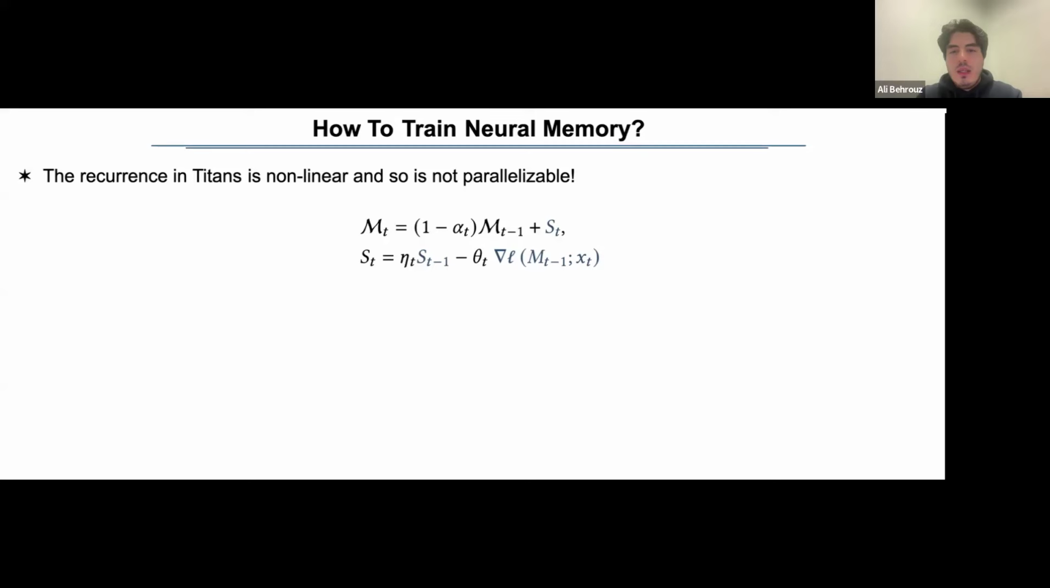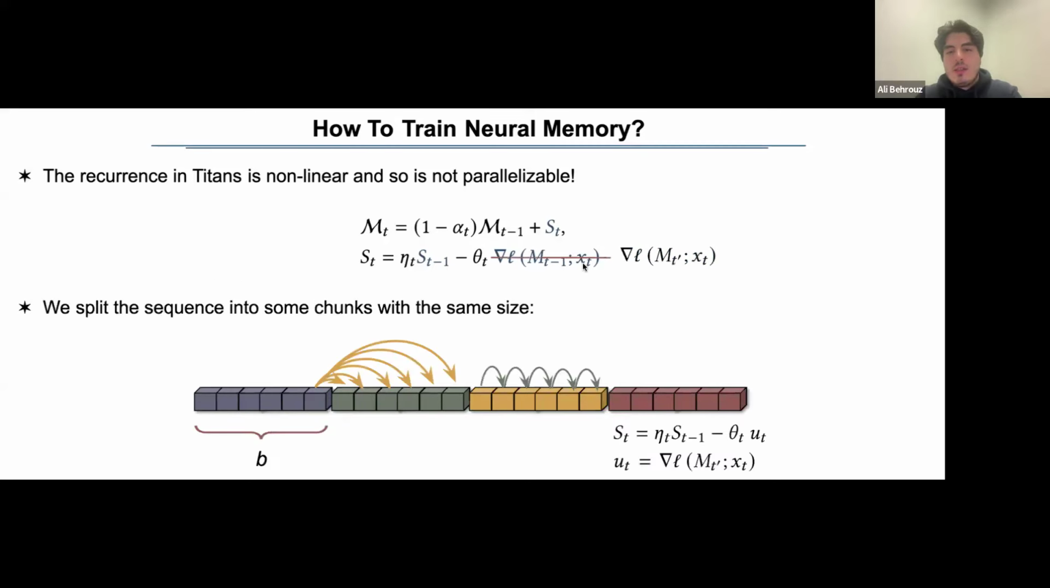However, one thing that we do here is to model an approximation of this process and replace this gradient with the gradient with respect to the previous state of the memory in the last chunk. So let me go into more details. Let's say that we have one specific sequence, and what we do is to chunk this sequence into some subsequences.